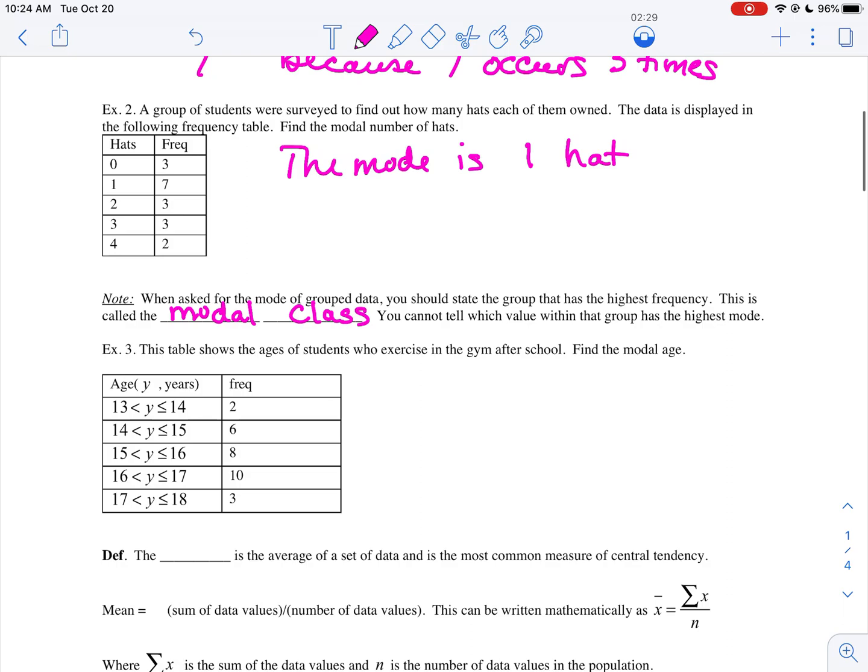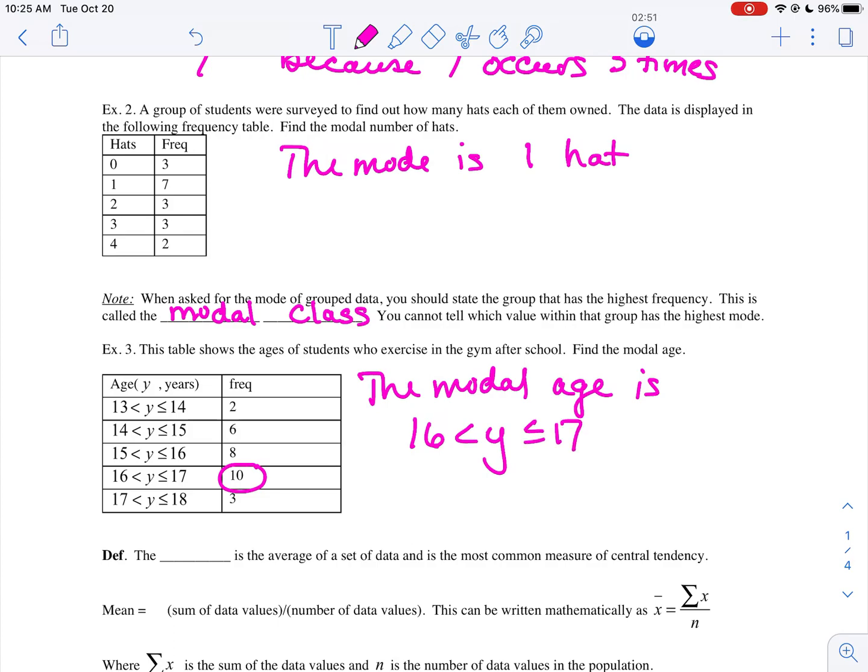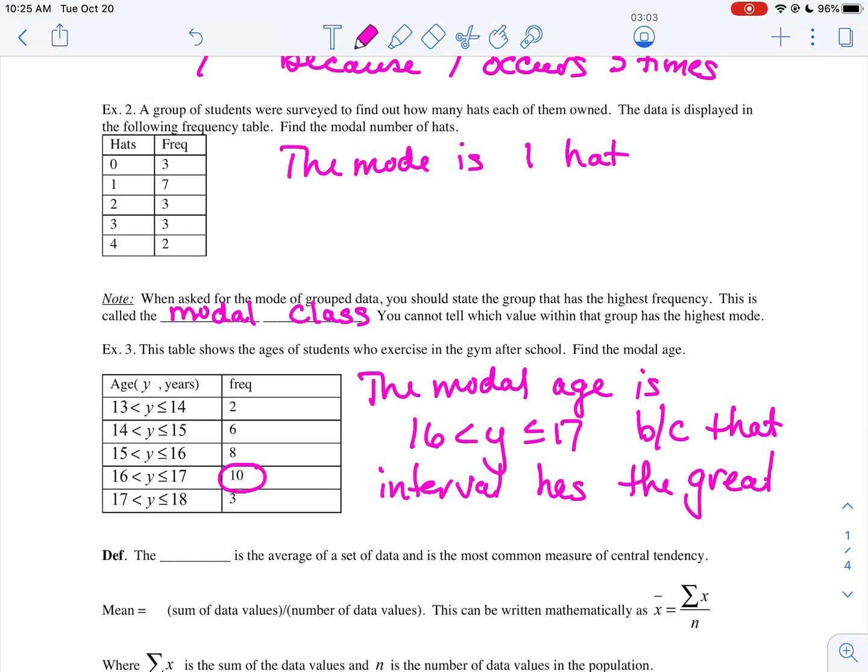In example 3, this table shows the ages of students who exercise in the gym after school. Find the modal age. Well, you're going to look at the highest frequency. So the modal age is 16 < y ≤ 17, because that interval has the greatest frequency.